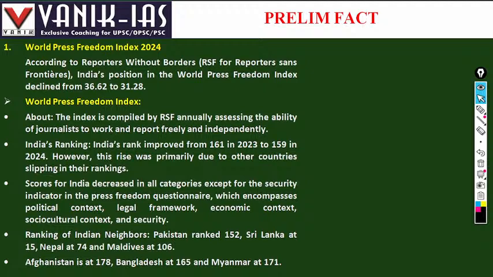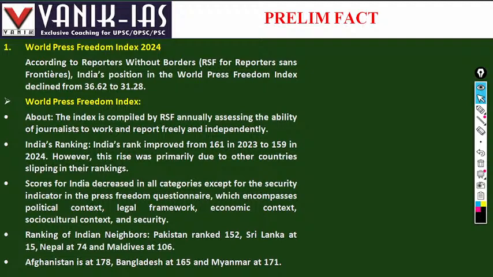India's rank improved from 161 in 2023 to 159 in 2024. So there is an improvement. However, this rise was primarily due to other countries slipping in their ranking. It's not that India has improved, because the score went from 36 to 31. Okay. But the rank has improved because other countries have fallen below India.